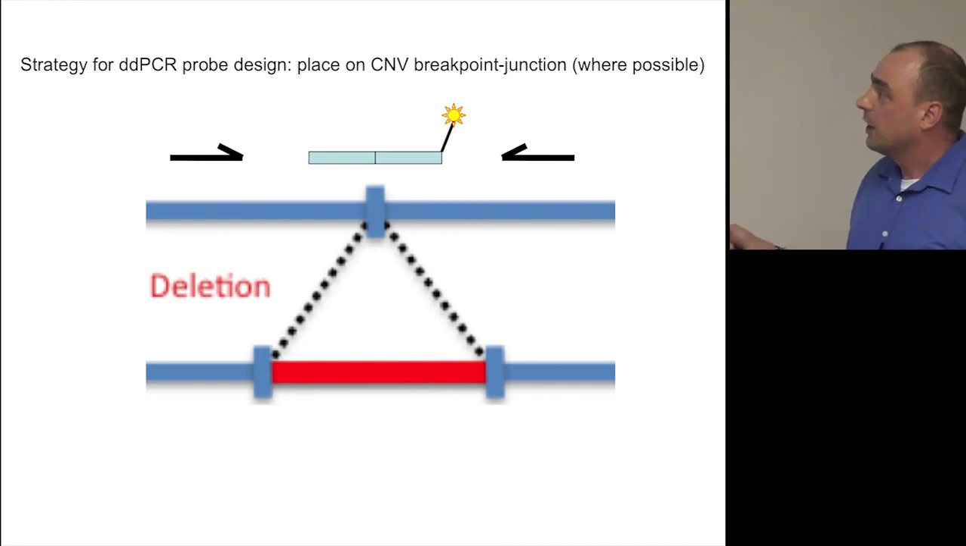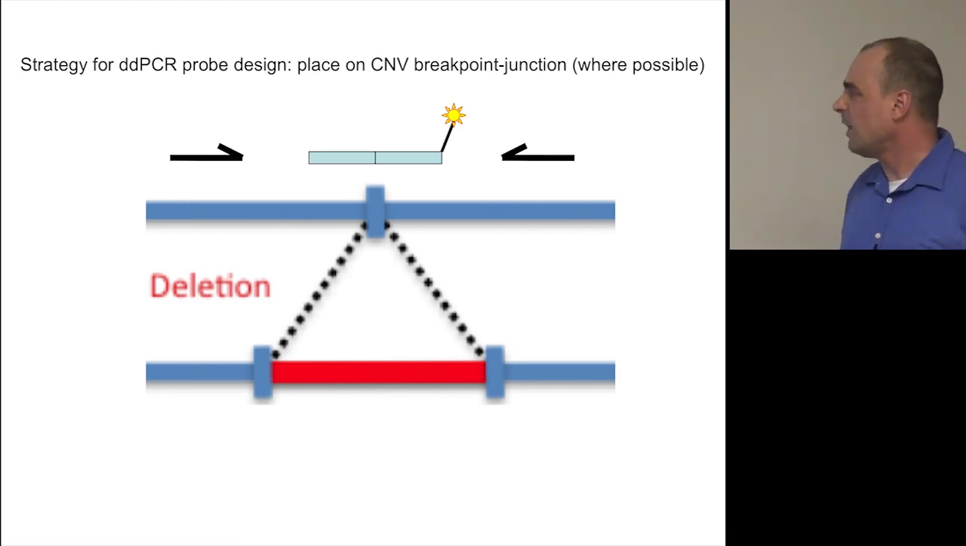And then you will still get a signal even from, let's say, a heterozygous deletion; you will still get a signal from the remaining allele. So you're looking for copy number changes.